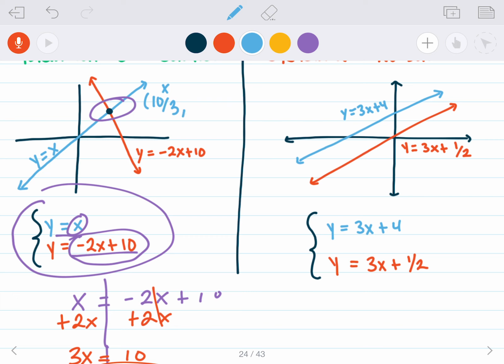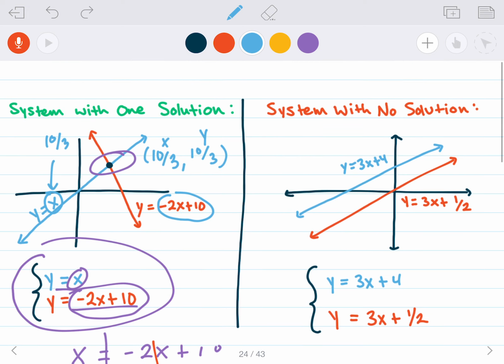Now to find our y, we can plug x into either of these equations. If I plug it into that one, that's super easy, because if I plug 10 over 3 in for x, I get out 10 over 3 as well for y. So that's the point of intersection. You could have plugged x equals 10 over 3 into the other equation, and you would have gotten y equals 10 over 3 there as well. So that's the one solution case.